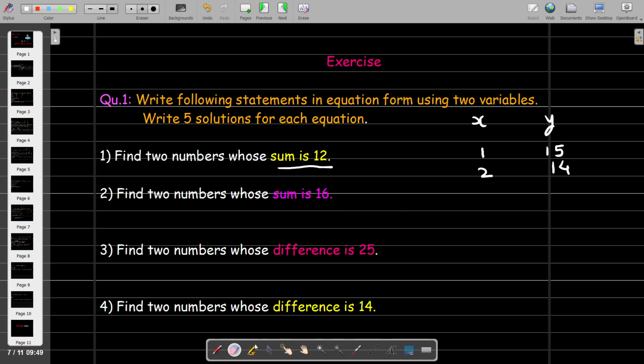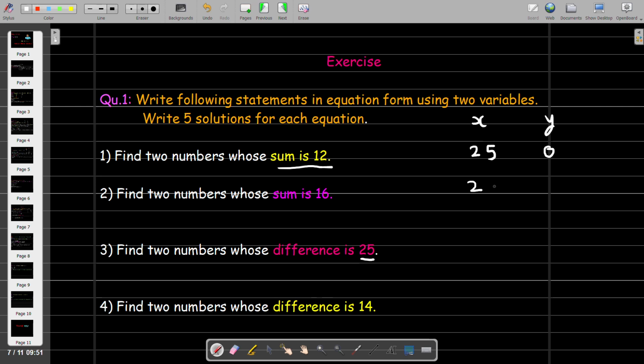If you take the value of x is equal to 3, then what is the value of y? That means we have to subtract 3 from 16. 16 minus 3 is equal to how much? 13. In this way we find the remaining values. Now find the two numbers whose difference is 25. Let the greater number be x and the smaller number be y. So if you take the value of x is equal to 25, we will get the value of y is equal to 0, because 25 minus 0 is equal to how much?